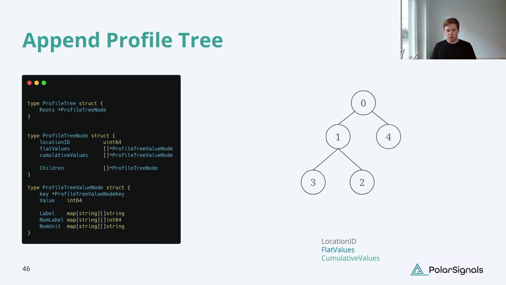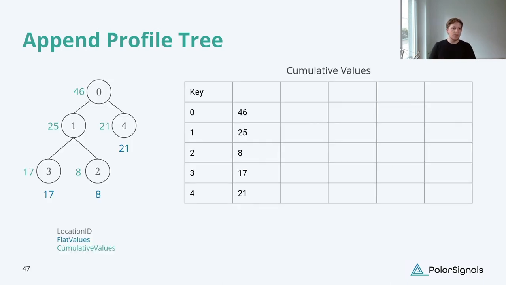And we can use those to then walk the tree and ingest the values like so. We basically walk the tree, and for every location key that we see, we store, for example, for the zeroth key, which is always the root, the cumulative value 46, and then we walk the tree with a stack and store the other values. I'm only looking at the cumulative values, the flat values are ignored here, but it's the same for them as well.